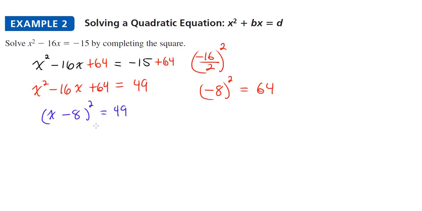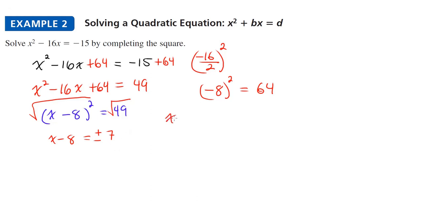Now from this point on, the rest of the steps are the same as the steps we used when we did solving quadratic equations by taking the square root. We don't want this x minus 8 squared. We don't want this exponent of 2. So we need to take the square root. And whatever we do to one side, we have to do to the other side. So the square root of x minus 8 squared is just x minus 8. And the square root of 49, remember, is positive or negative 7. So this leads us into two equations we have to solve.